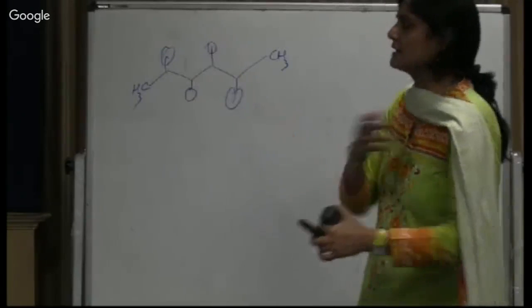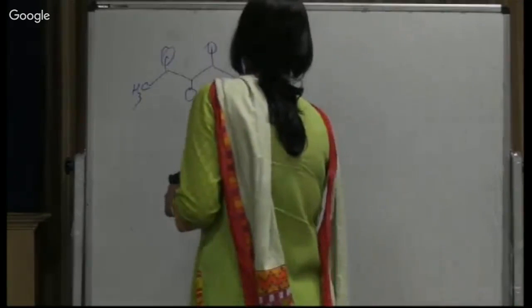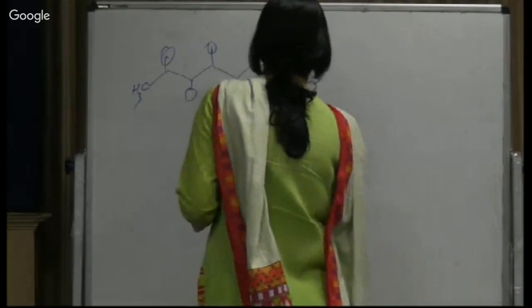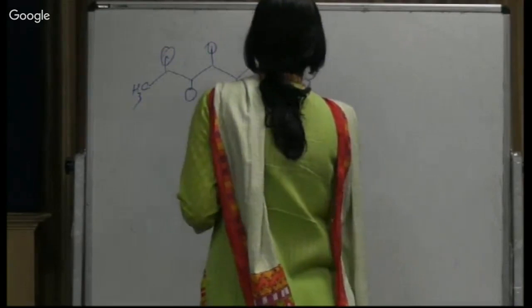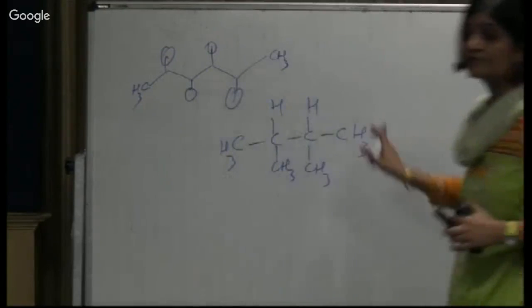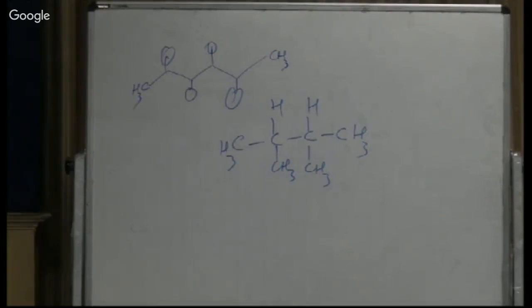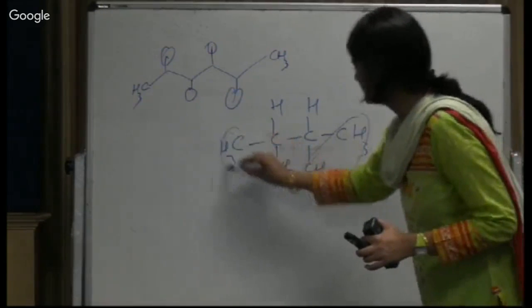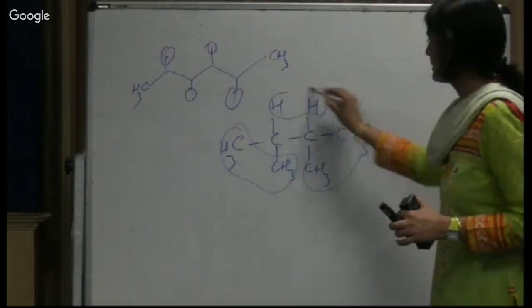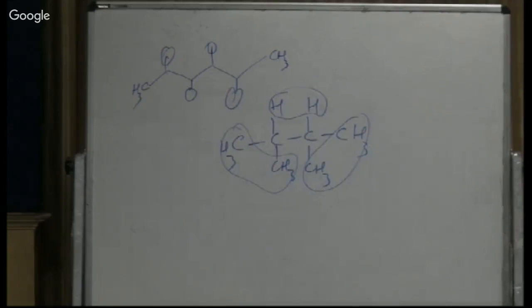What about the second one? Yeah. So how many different types of hydrogens are present here? There are 2 types of hydrogens. One is this, these are equivalent, right? And one is this. Again, both these are equivalent. So you have 2 different types of hydrogens. So the correct answer will be B. 2,3-dimethyl butane. Correct?